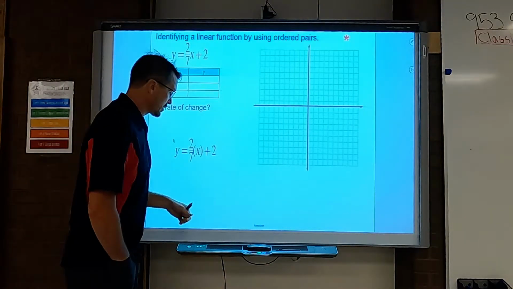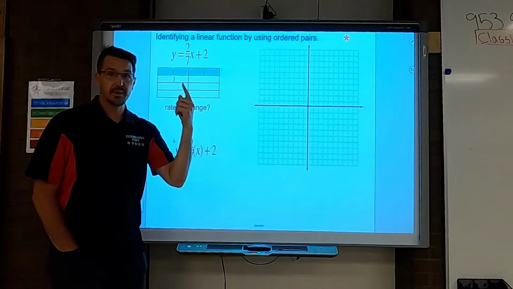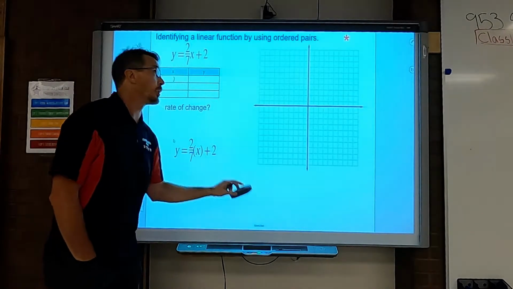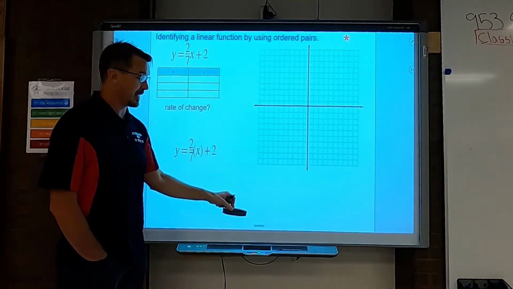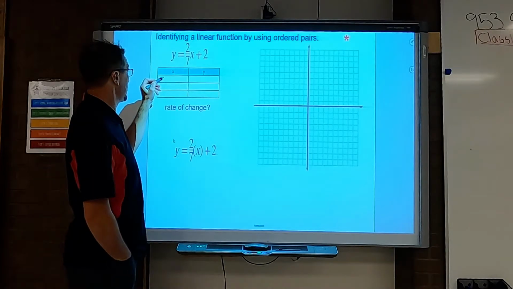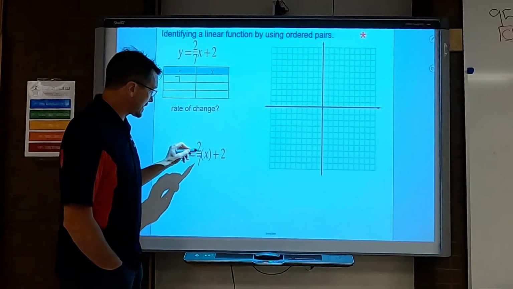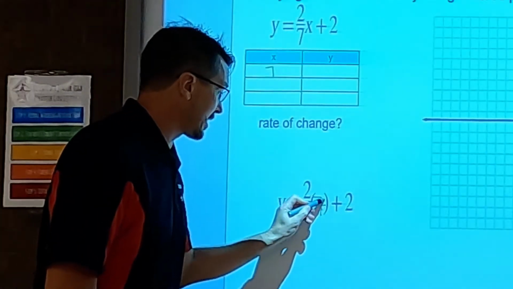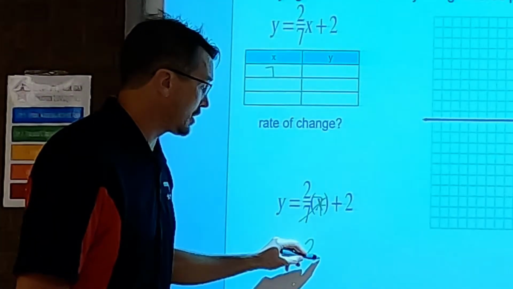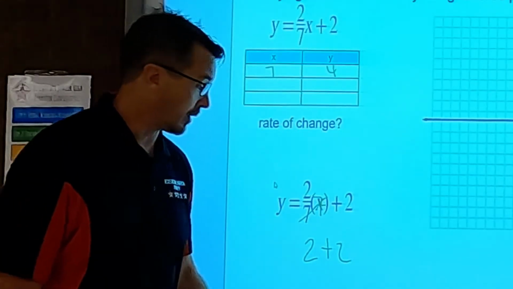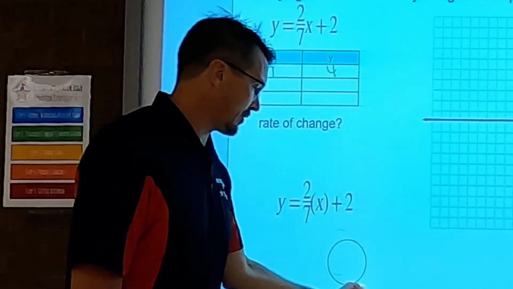So again, this is one of those equations where usually I pick 1, 0, and -1, but this is an equation where I need to pick a number that I know is going to be divisible by 7 so that it ends up working out nicely. So I'll pick 7. If I substitute 7 into this equation, I get 2/7 times 7. The 7s are going to cancel to 1, and I'll get 2, and then add 2 to that, and that'll give me 4.